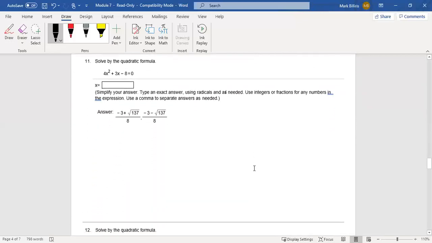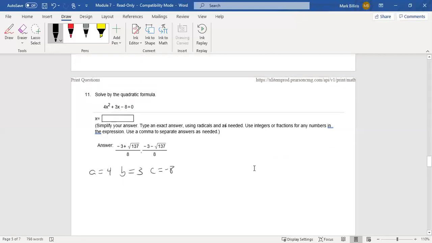My next example, solved by the quadratic formula. So again, I need to identify a, b, and c. I know that a in this case is 4, b in this case is 3, and c in this case is -8. So I need to plug that into my quadratic formula. It's a good idea, for each problem, until you have it memorized, that you rewrite the quadratic formula. So it's x equals the opposite of b plus or minus the square root of b squared minus 4ac all over 2a. So now I'm going to substitute in the values.